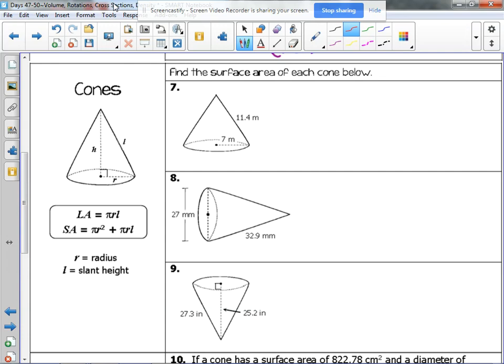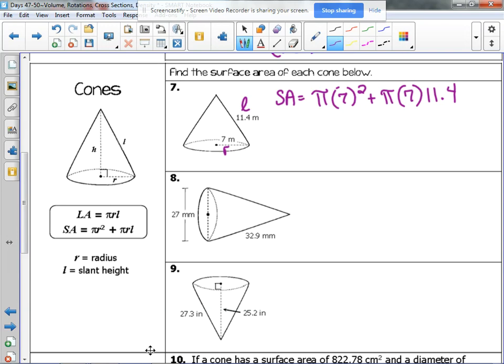So when we look at number 7 there, we need R, we have R. We need L, we're given L. So plug it into the formula: pi times the radius squared plus pi times the radius times the slant height.